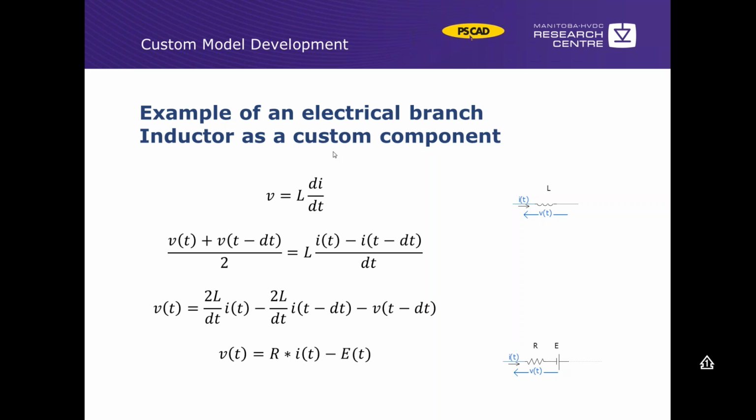The inductor equation is: the voltage is inductance times the derivative of current. And if you use the trapezoidal rule, we can write it in this form. The average voltage is L times the difference of current divided by delta T. And if we reorganize it, we can write it in this form. Basically, we can think of it as, in this form, a resistance and a voltage source. So next I'm going to show how we can do this.